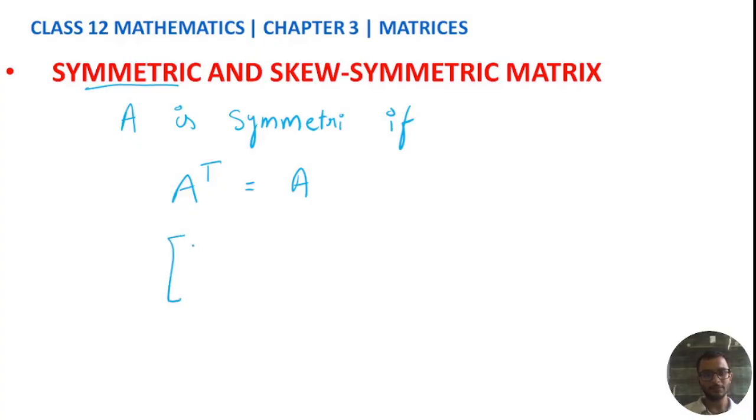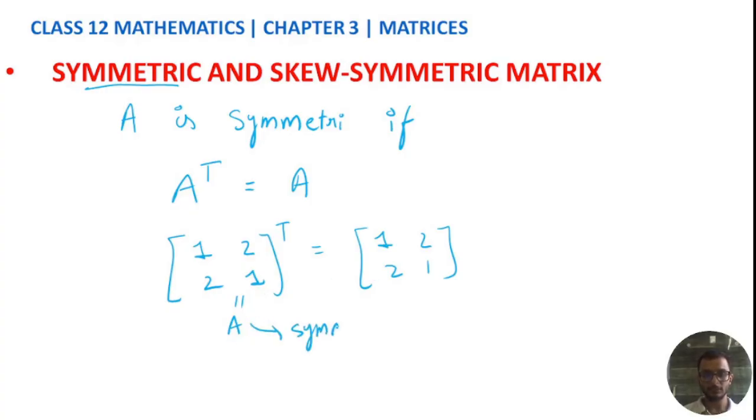One simple example is 1, 2, 2, 1. Now you transpose this, what will you get? Rows will change into columns. So again it will be 1, 2, 2, 1. So again you are getting the same 1, 2, 2, 1. So here A transpose is the same as A. If I name this A, then A transpose is the same as A. So this A is a symmetric matrix.